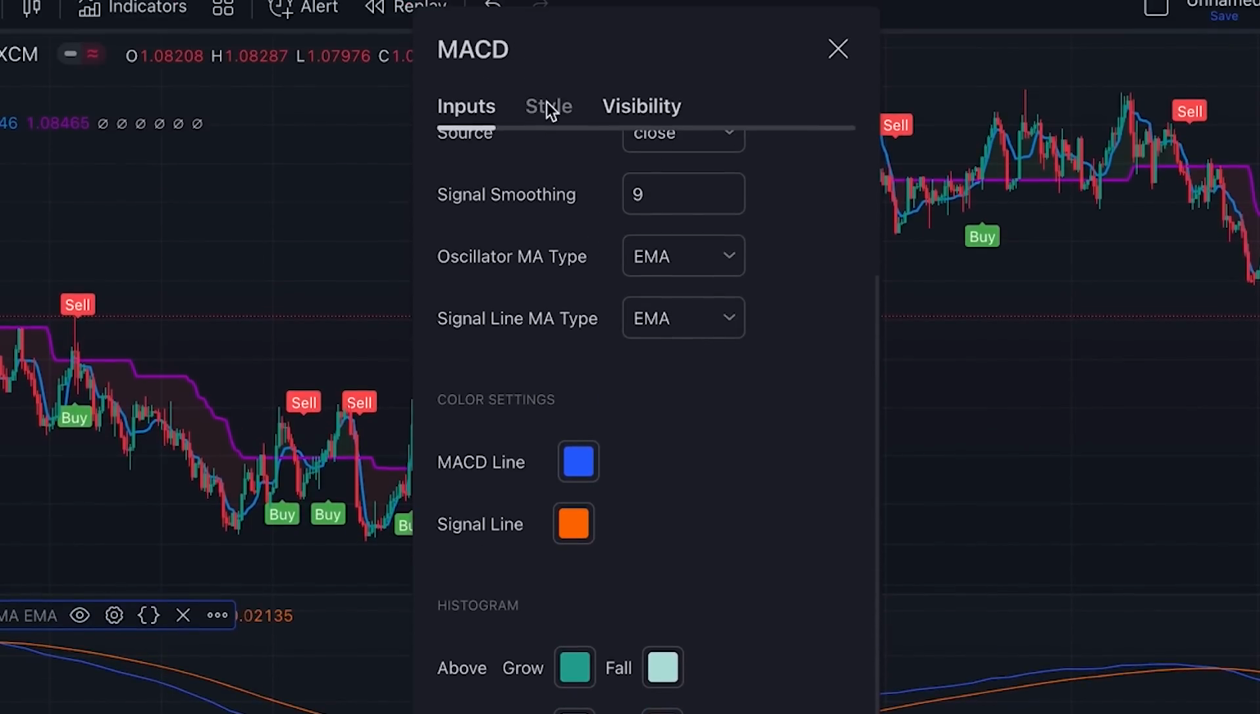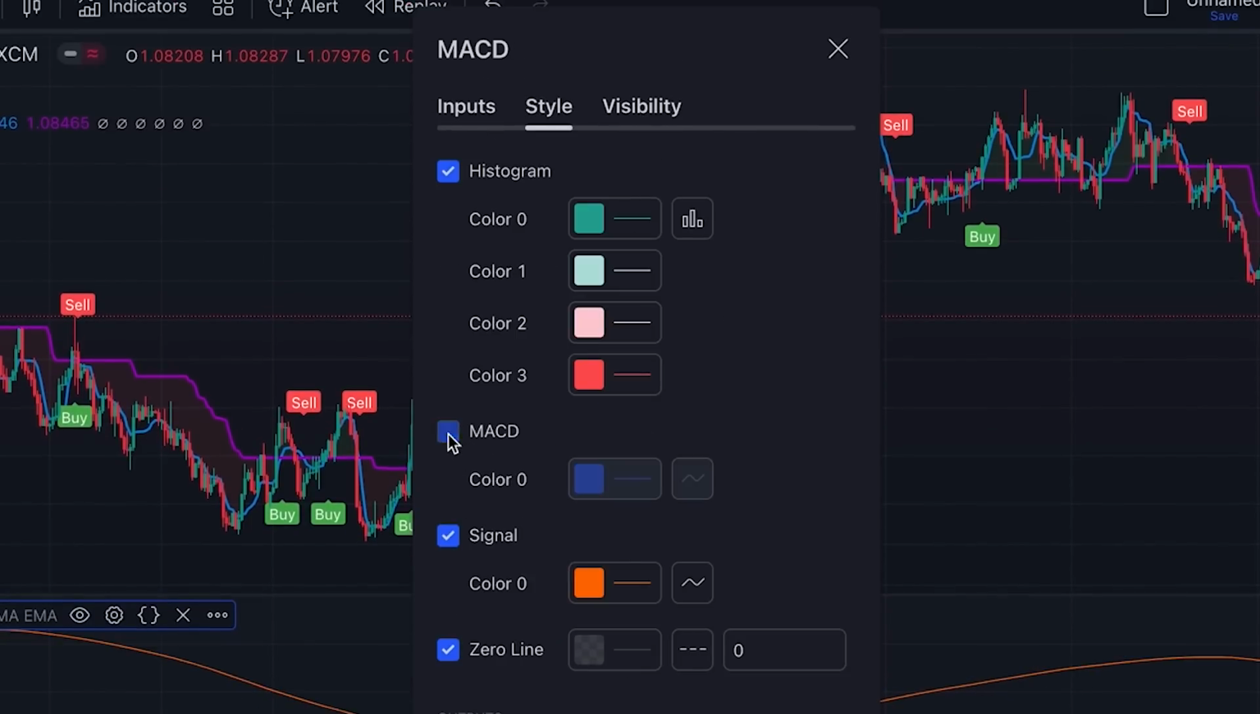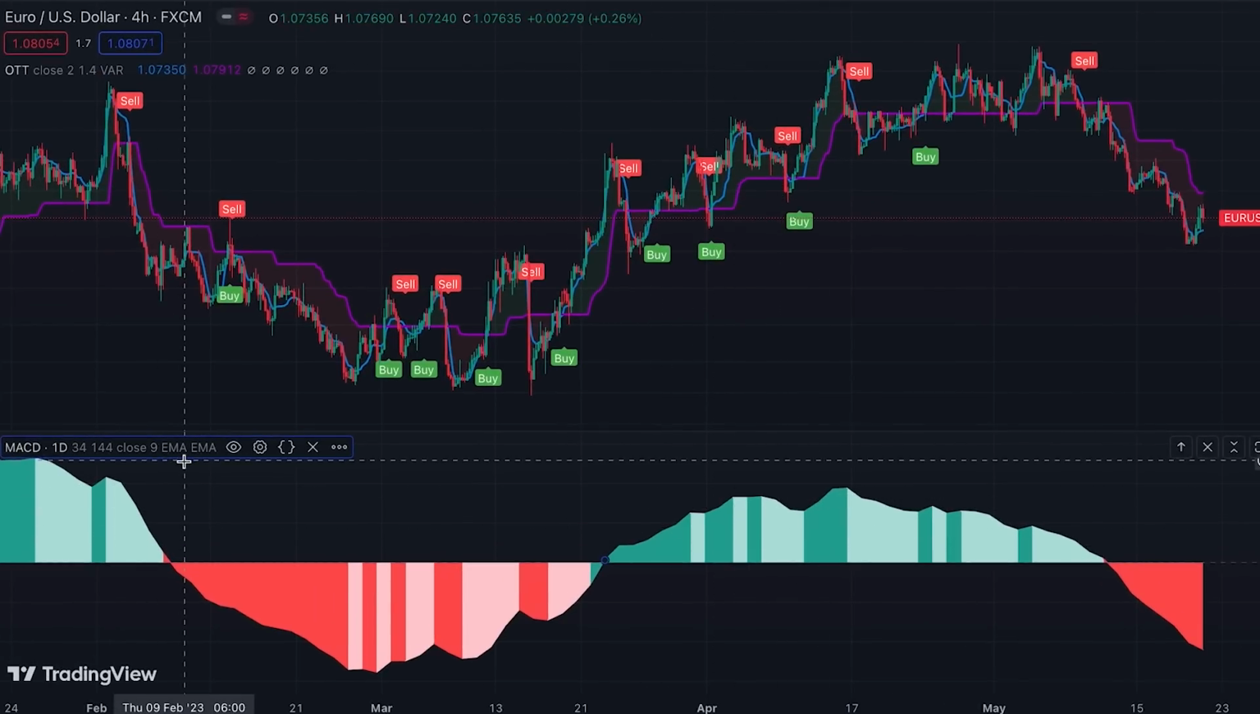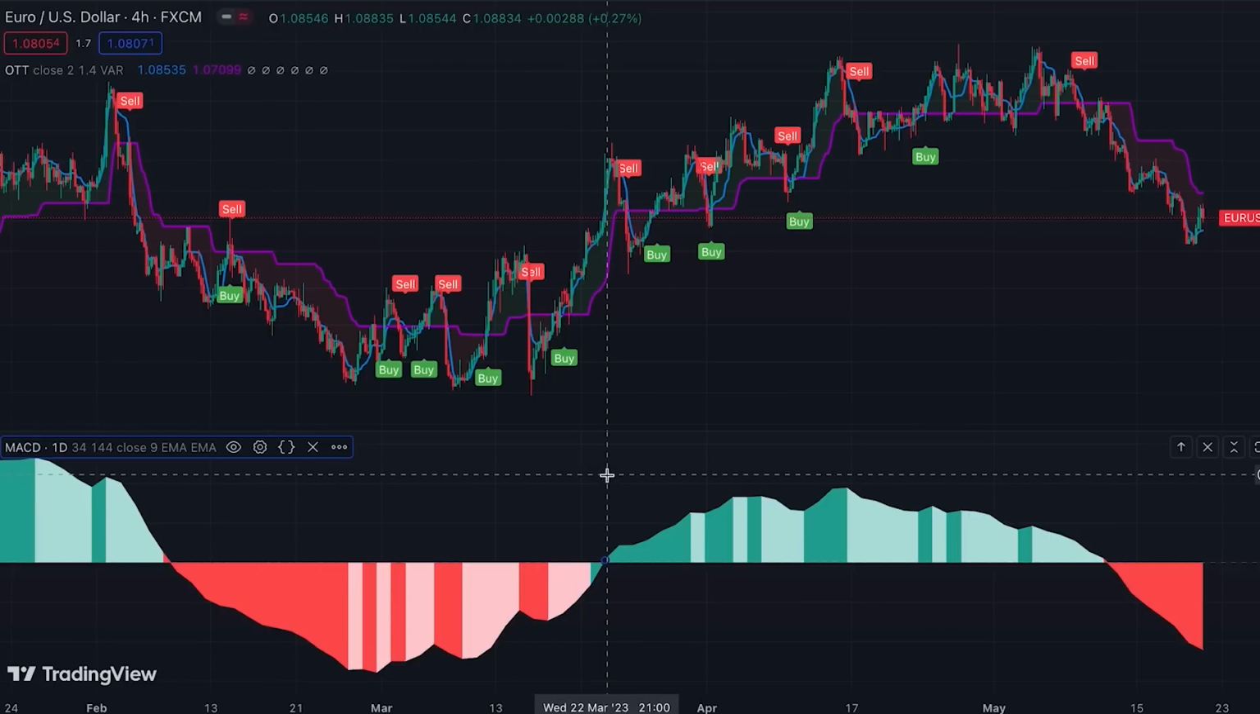Then we go to the style tab and we uncheck MACD line and signal line because we only need the histogram, and then here we change the appearance to area. Alright, our MACD is ready. This MACD with these special settings is actually a MACD on 1 day time frame. It's exactly like you set a MACD with these settings on 1 day time frame. By doing this, we can identify the overall trend on higher time frame. Multiple time frame analysis helps us to move in the direction of the overall trend on higher time frames.